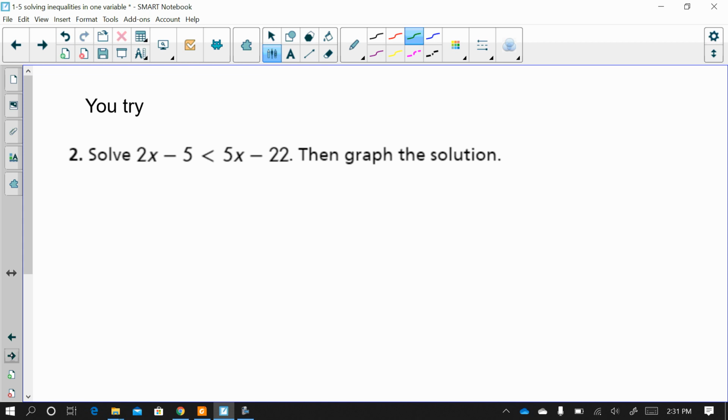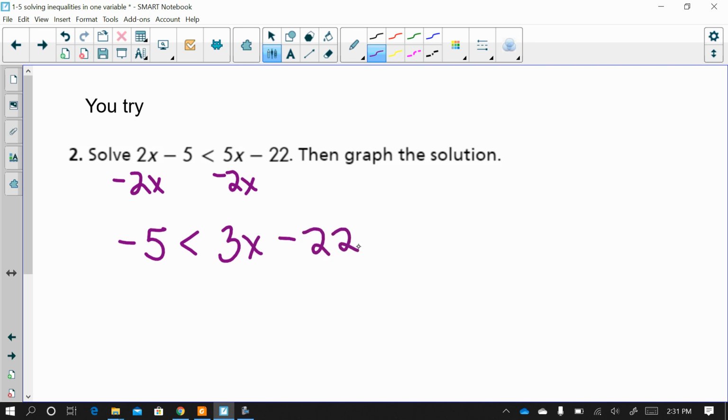Okay, your turn. Pause the video, please, and try this problem. Okay, so again, first thing I want to do is get all my x's on one side, everything else on the other. This 2x is smaller, so I'm going to subtract 2x. I have negative 5. Please be very careful. Notice that's not negative, it's attached there. Is less than 5 minus 2 is 3. And then bring down the negative 22.